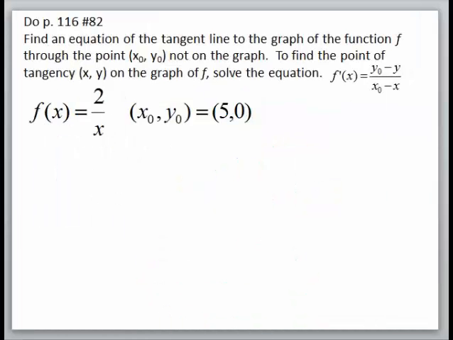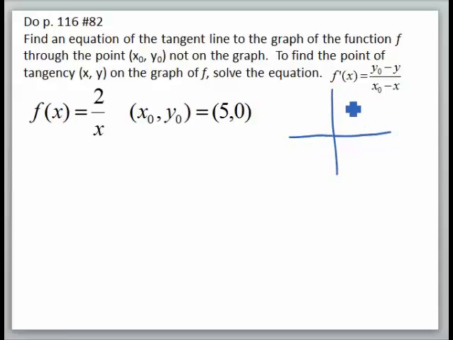Alright, for this last problem in this section, what it's asking me to do is find an equation of the tangent line to the graph of the function f through the point x sub 0, y sub 0, not on the graph. So let me go ahead and talk about this a little bit before I even start doing the problem so that hopefully you understand more of what they're asking you.